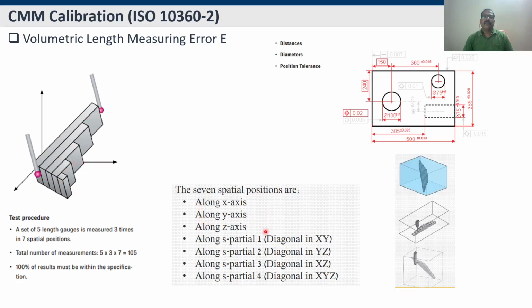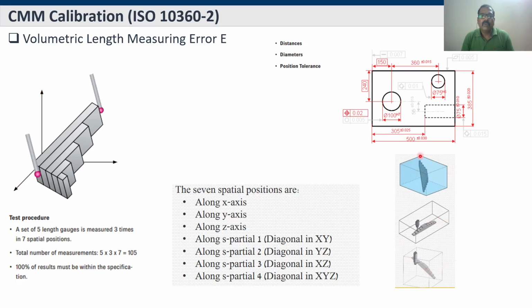So totally how many readings will we have? 5 into 3 into 7, 105 measurements we will be getting. You have to table these 105 measurements, and we can do the statistical calculation. If you do that, we can identify the error percentage. 100 percent of results must be within the specification. For volumetric length measurement, you will be given a certain limit or tolerance by the original equipment manufacturer. By doing this process, you can ensure it is coming within that given limit.